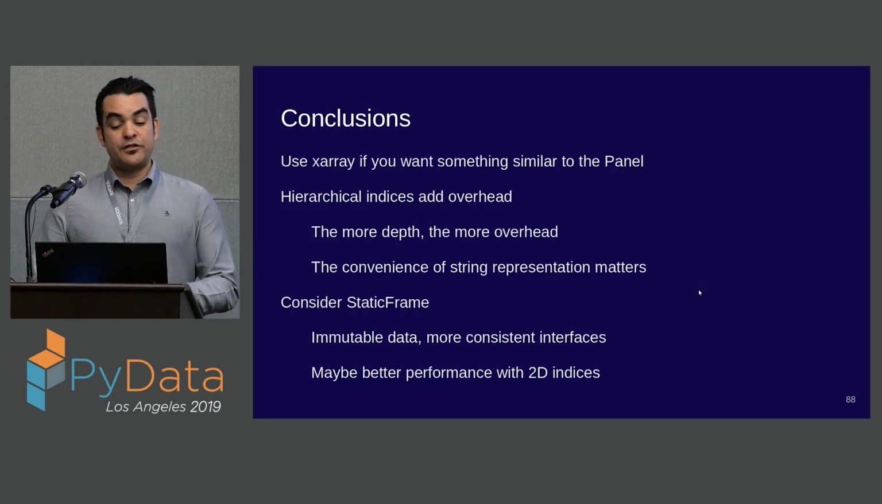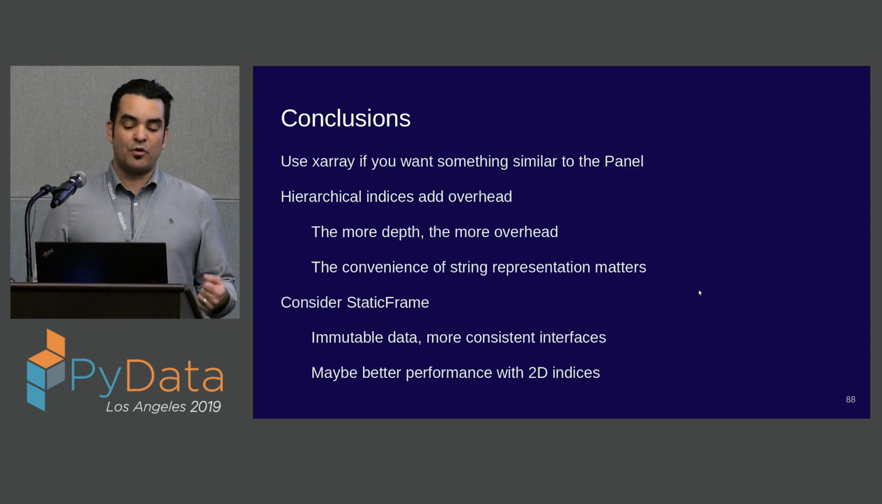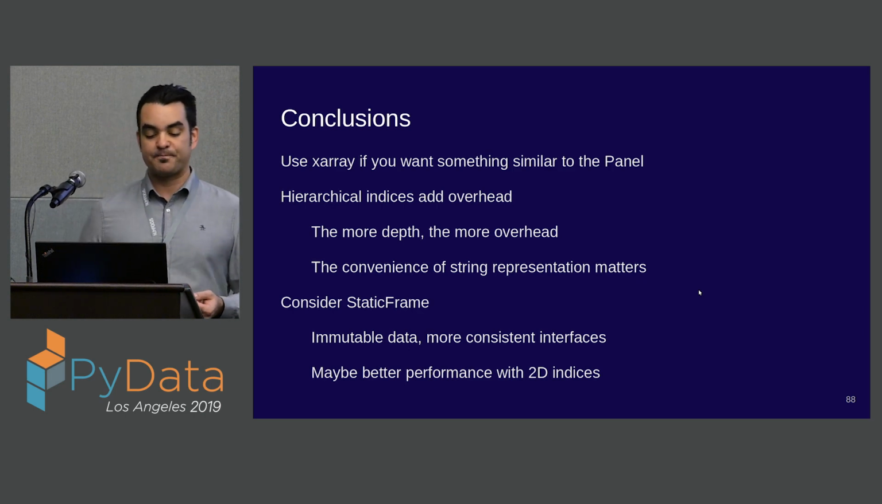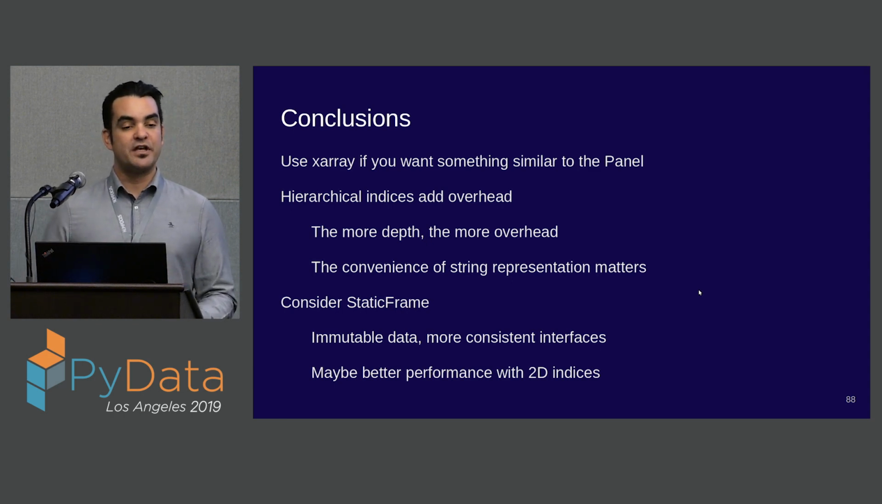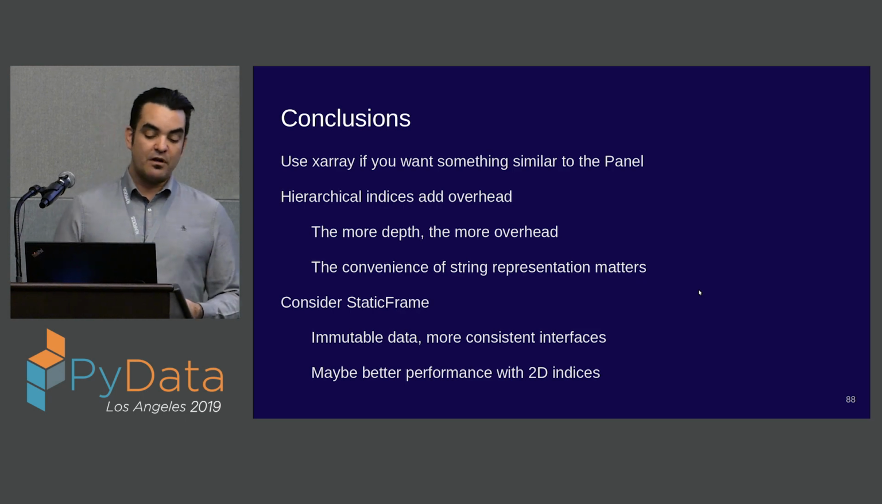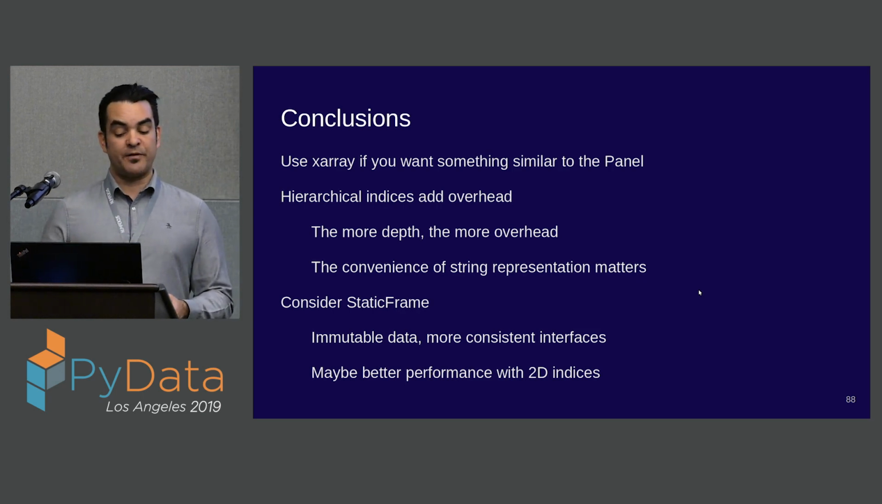So use X-array if you want something similar to the panel. Hierarchical indices do add overhead, and of course, the more depth, the more overhead, but what we've seen is that 2-level depths are pretty efficient. It's also useful to consider that the string representation of the hierarchical index actually matters and helps in data exploration. Finally, consider using static frame if you care about immutable data, you want more consistent interfaces, and in some cases, maybe better performance.